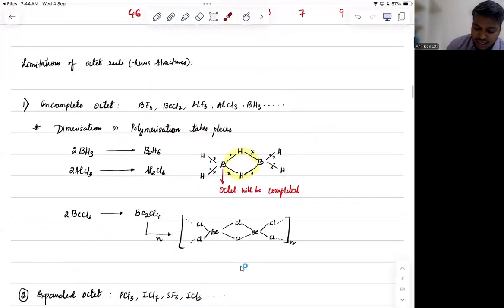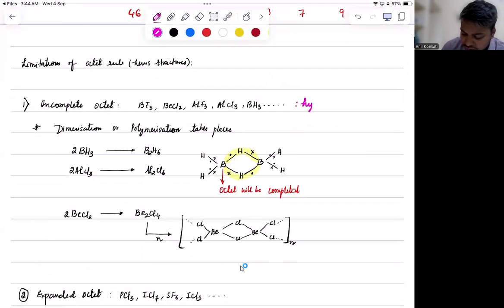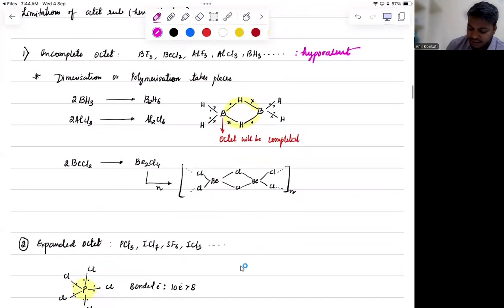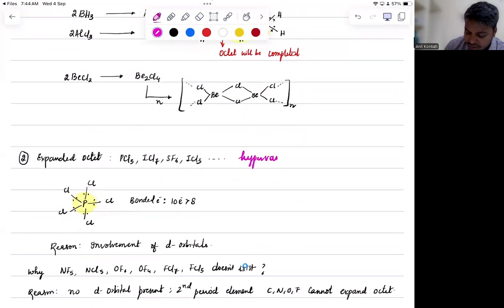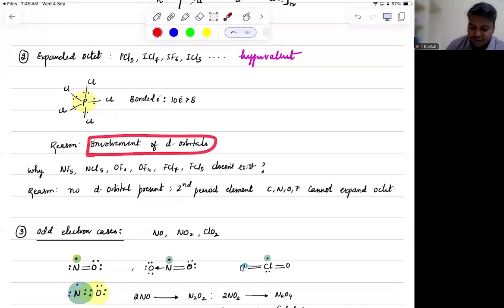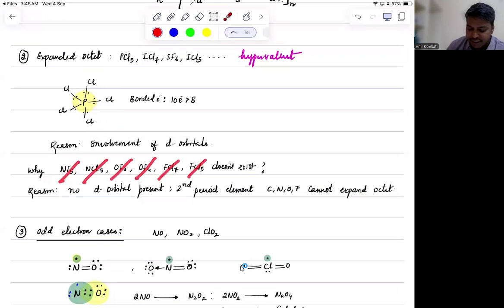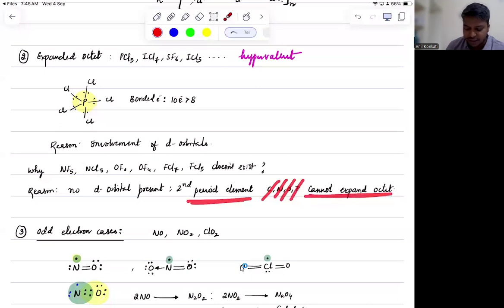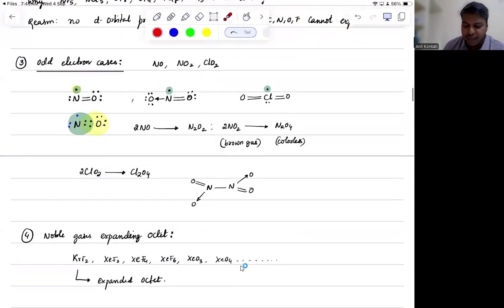Expanded octet. Incomplete octet elements are also known as hypovalent cases. And these are called hypervalent. Hypervalent means expanded octet. If you notice, PCl5 has bond electrons of 10, which is greater than 8, which means these are hypervalent bonds. So involvement of d orbitals is also observed. Therefore, they will expand the octet. See, NF5, NCl5, OF6, OF4, FCl7, FCl5 do not exist. Why do they not exist? Because they do not have any d orbital. In fact, all the second period elements, carbon, nitrogen, oxygen, fluorine, cannot expand their octet. Clear?